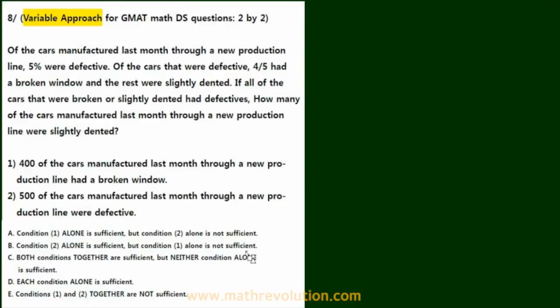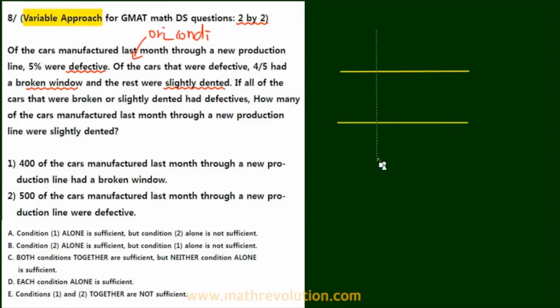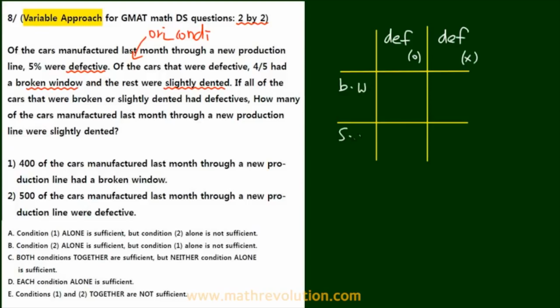Now we'll look at question number 8. We'll solve it using the variable approach method, and this is a typical 2x2 question. Here's the original condition here. And with 2x2, we have defective and broken window, slightly dented. We represent the 2x2 using the following table. Okay, now with this, we fill it in using the original conditions. Here's defective, not defective, and then we have broken window, and then slightly dented.